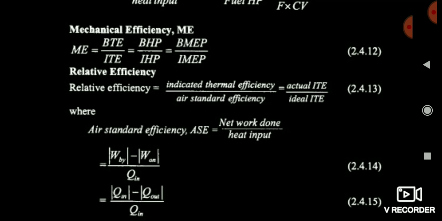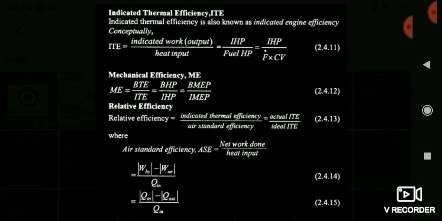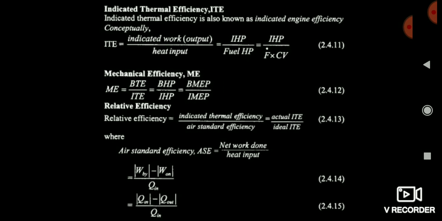When you are reading the Otto cycle and diesel cycle, the efficiency formula you are using is 1 minus 1 by r to the power gamma minus 1, or for the diesel cycle you are using 1 minus 1 by r to the power gamma minus 1 into rho to the power gamma minus 1 divided by rho minus 1. Like that, the formula you are using. In that place, the efficiency calculated is air standard efficiency. So you should take care about all three efficiencies.